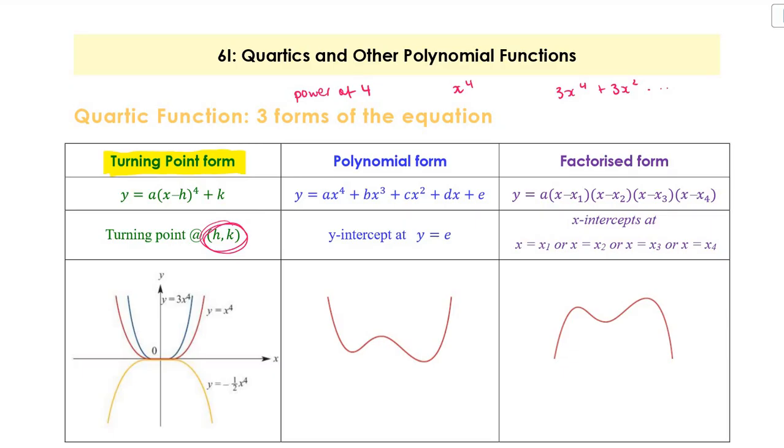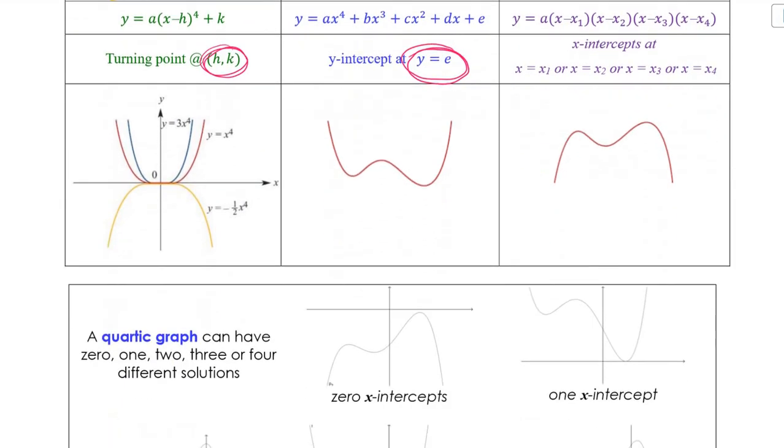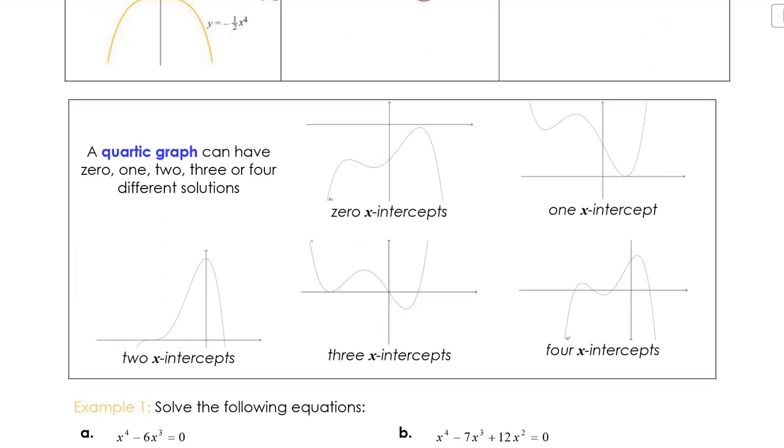We also have just the regular polynomial form, or the standard form, as it's usually called, where you've got all of your coefficients for your x to the 4, x cubed, and so on, with your y-intercept at e being our last one. And then we have the factorised form, just like we had for a cubic, that gives you all of your x-intercepts. Now, a quartic graph can have a lot of different shapes.